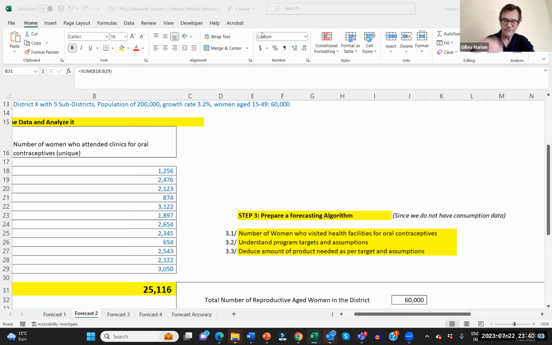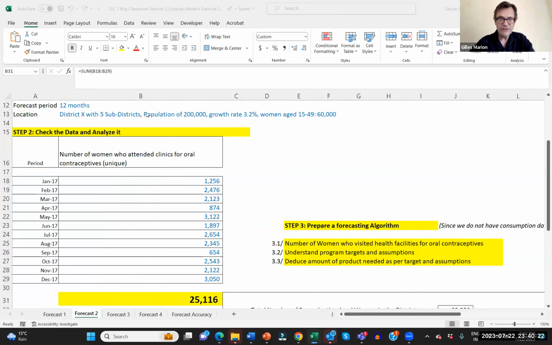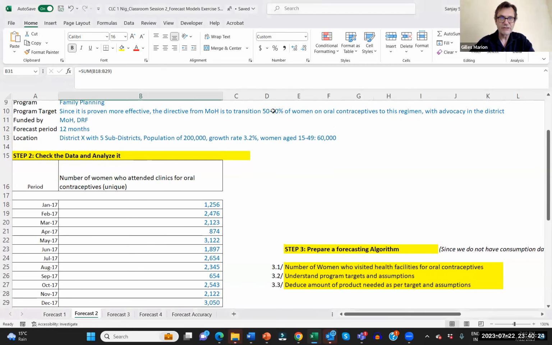Sorry. There can be more sessions in this particular scenario. We are saying, based on data which has been collected, these many women attended. Okay, so this is women over 25,116.